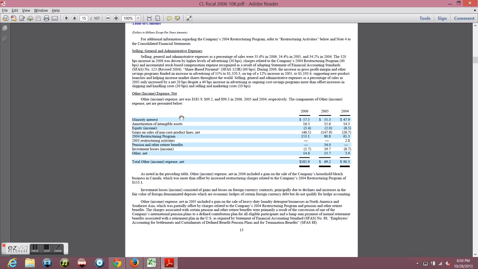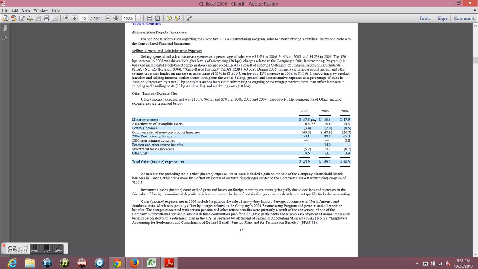So what we're going to do, the reason we're going to pull these out, is that we have to explicitly tell our model that, hey, this is a minority amount, this is an equity amount. Okay, so let's do that first. So we're going to pull out our minority amount for 57.5.